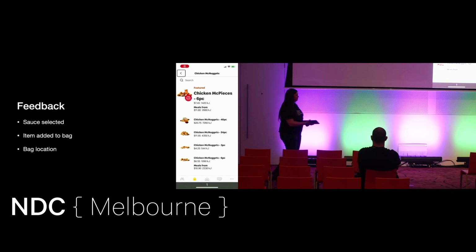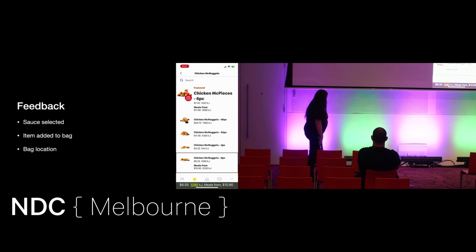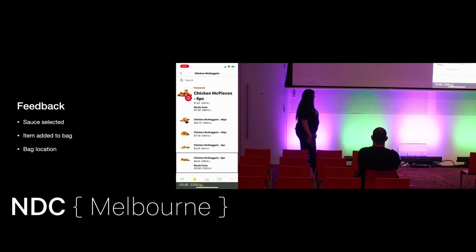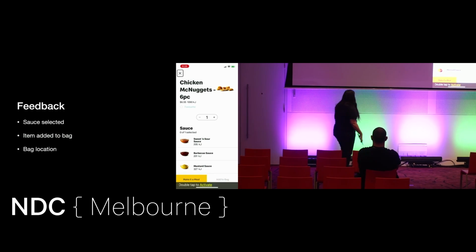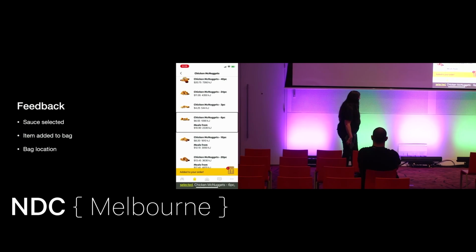Chicken McNugget 6PC, $6.55, 1,090 kj. Meals from $10.90, 2,330 kj. My Macca's. Close. Button. Double tap to activate. Barbecue sauce. Double tap to activate. Button. Barbecue sauce selected. Add to bag. Button. Double tap to activate. Add to bag. Selected. Item added to your bag. Bag available near the bottom of the screen to check out now.